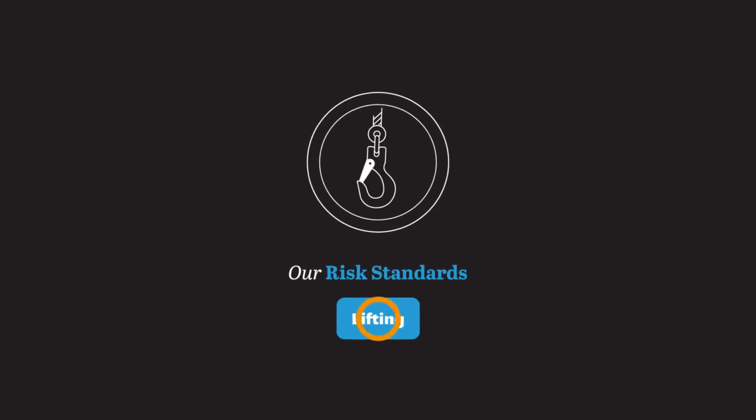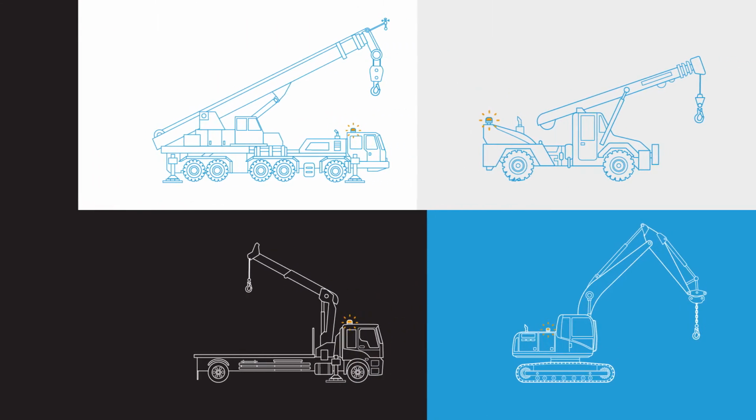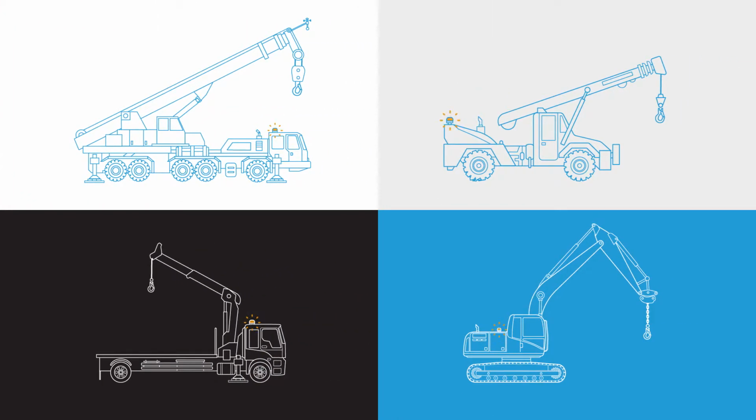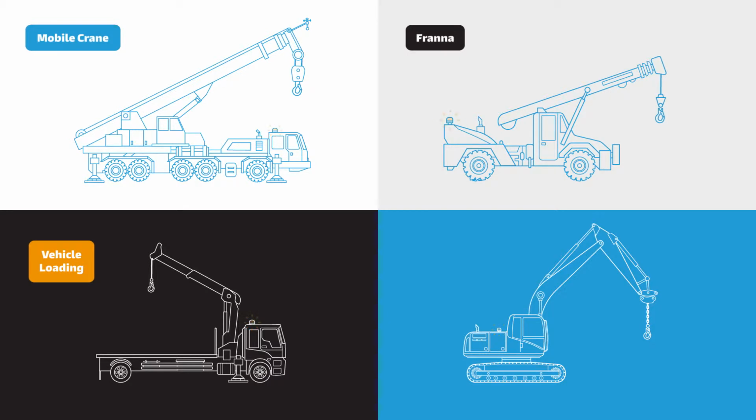Lifting. When we refer to lifting, we mean lifting with a crane. We mainly use 3 types of cranes on our sites: mobile cranes, franners, and vehicle loading cranes. But we also use mobile plant like excavators to lift, and when they do, they are defined as a crane.